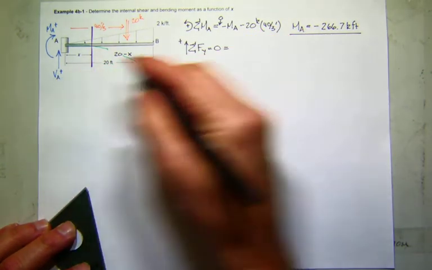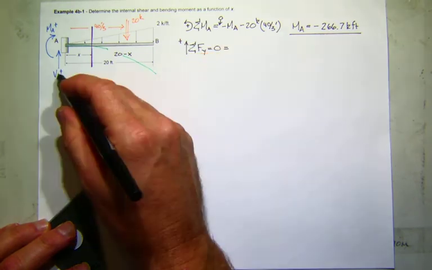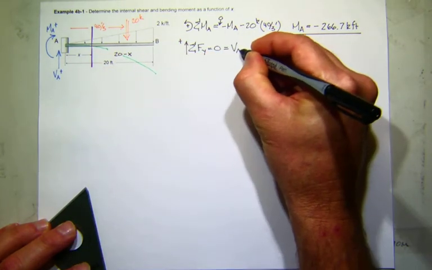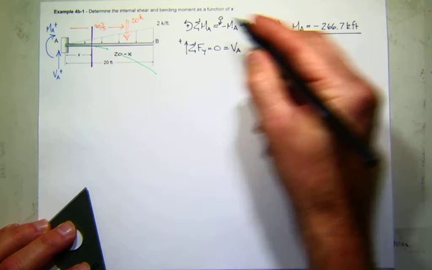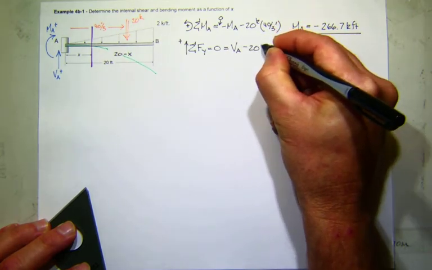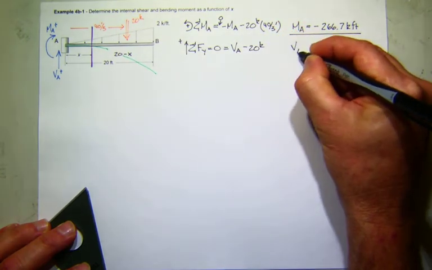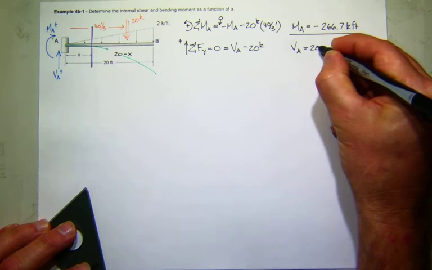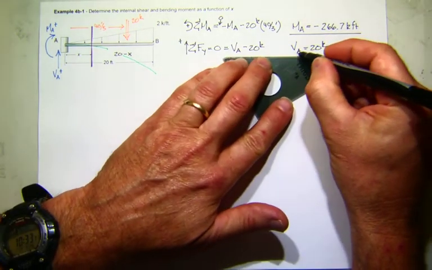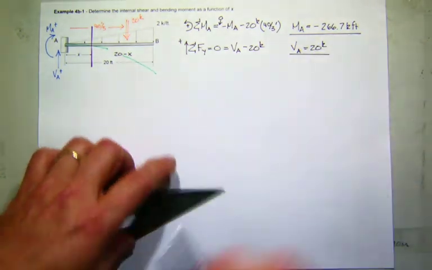So now I look at my shear. Up is positive, so the shear force is up. And what else do I have? I have 20 kip force acting down. So that's not too bad. So my shear at A is 20 kips, which means the shear at A is positive.